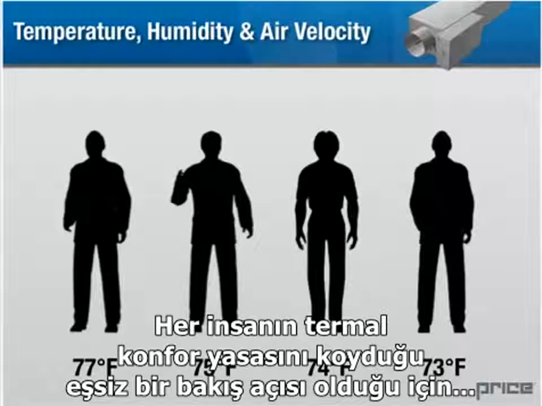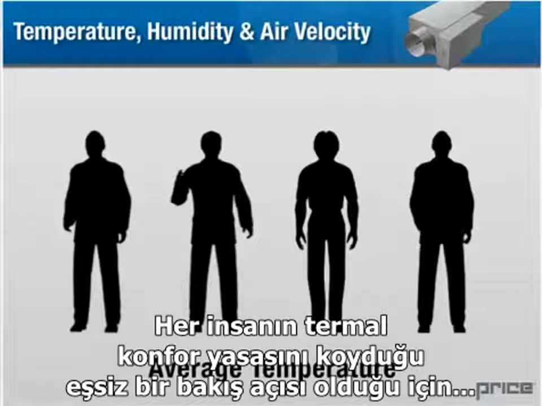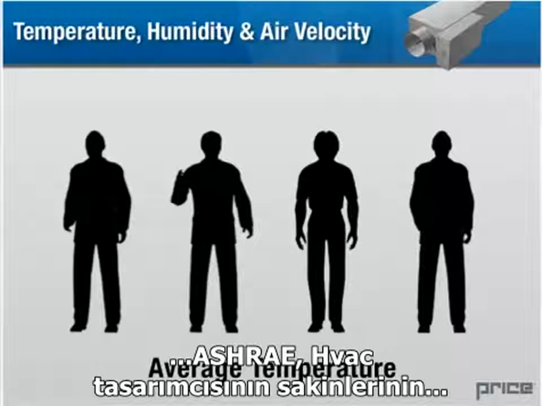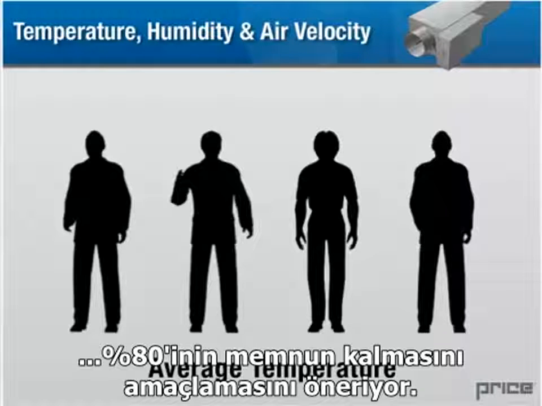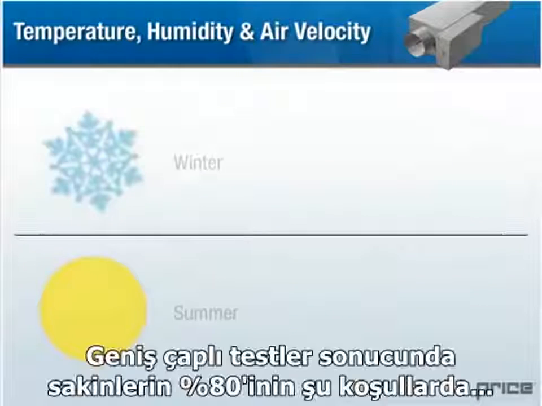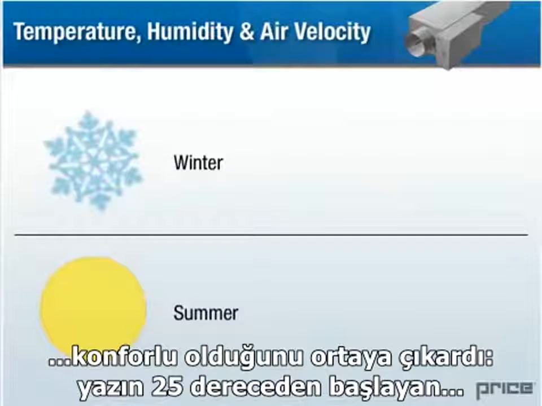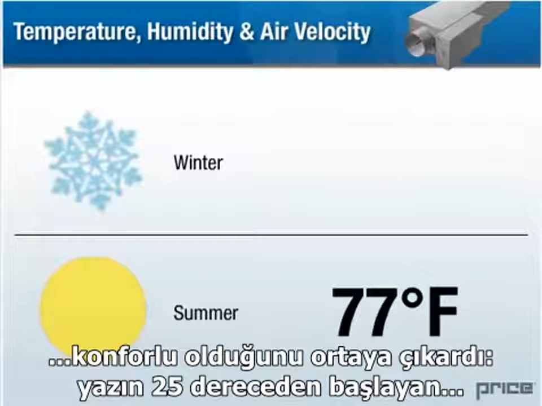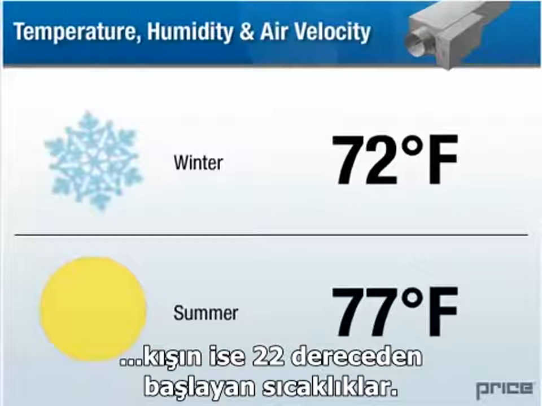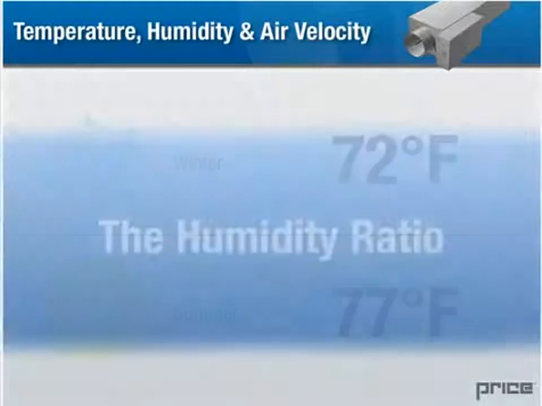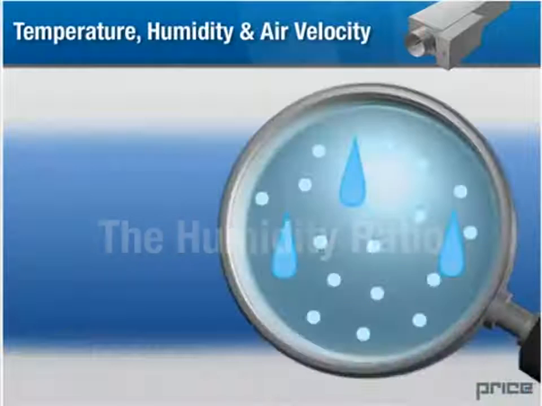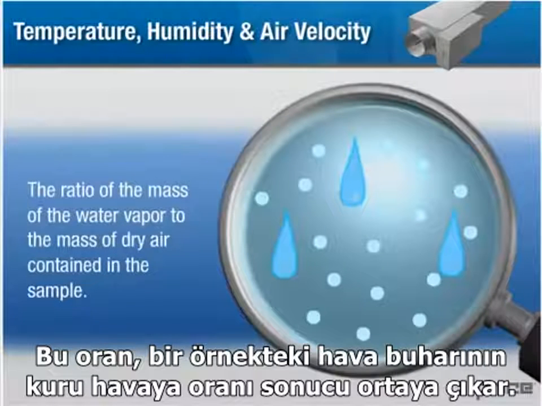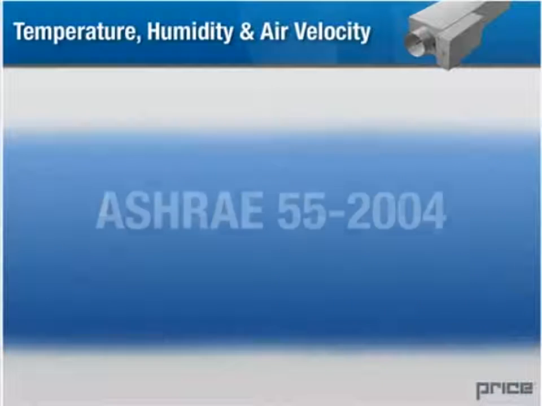Any attempt to define the best temperature or humidity relies on statistics. As each person has a unique perspective on what constitutes thermal comfort, ASHRAE recommends that the HVAC designer aim for 80% occupant satisfaction. After extensive testing, ASHRAE has found that at least 80% of the population is comfortable if the air temperature ranges from 77 degrees Fahrenheit in the summer to 72 degrees Fahrenheit in the winter. The humidity ratio refers to the ratio of the mass of the water vapor to the mass of dry air contained in a sample.